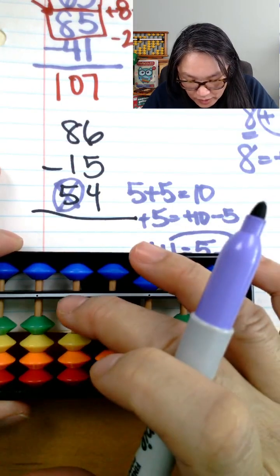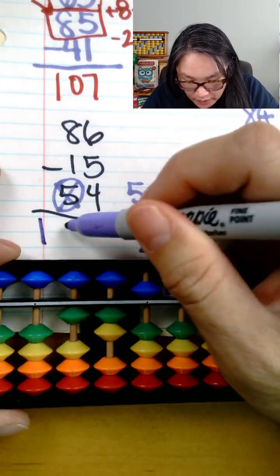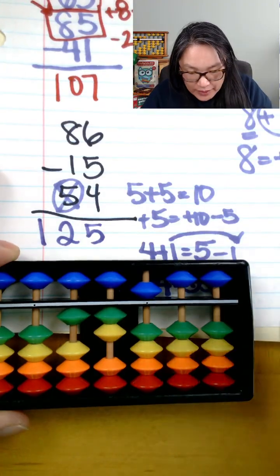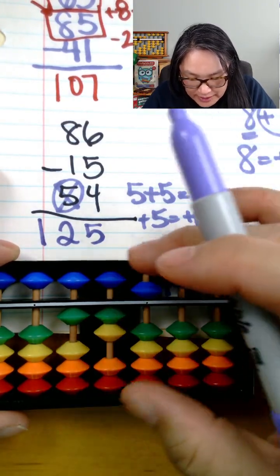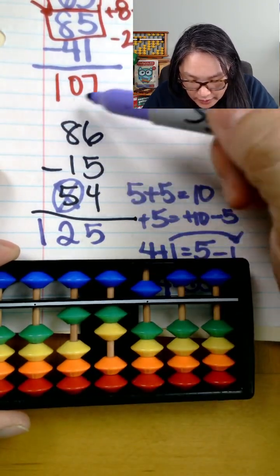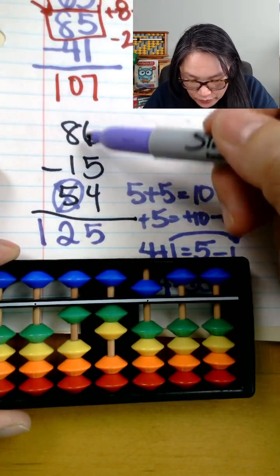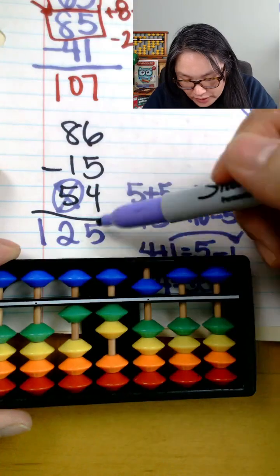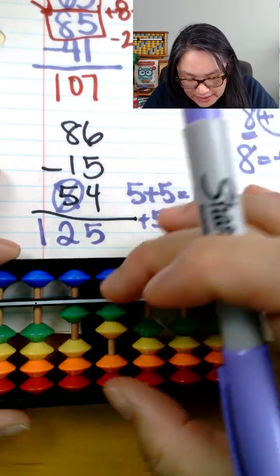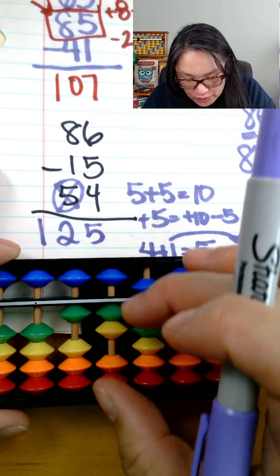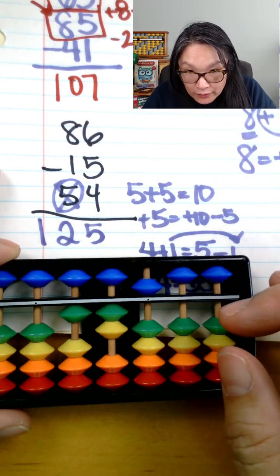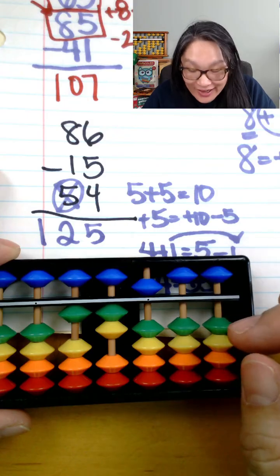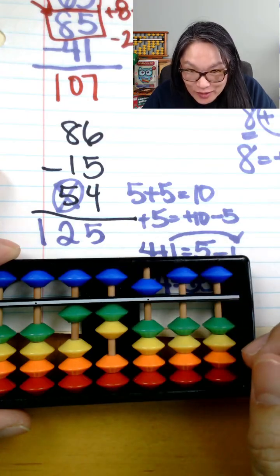Yes, exactly. 125. But yeah, see how it's just easier, because in regular mainstream math, when we add it, we don't see the numbers. But really, if you just move the beads, it's 125.